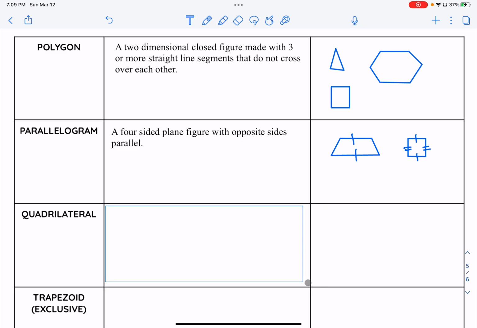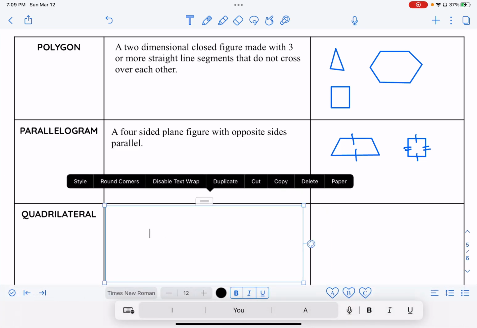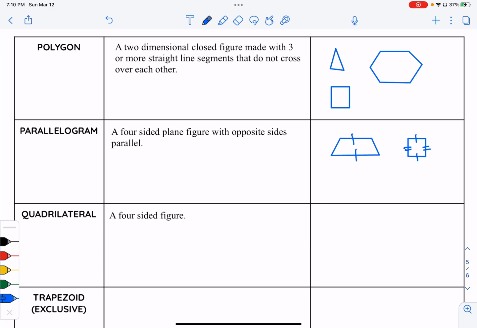Okay, a quadrilateral. Quad actually means four, so that's going to give us a hint of what a quadrilateral is. A quadrilateral is easy. It's a four-sided figure. So that's anywhere from a rectangle or a square. It also could be more of an abstract shape. This is actually a type of trapezoid.